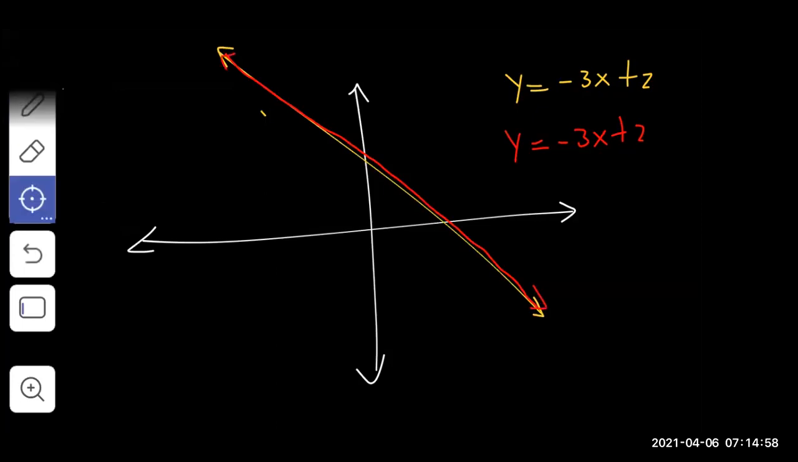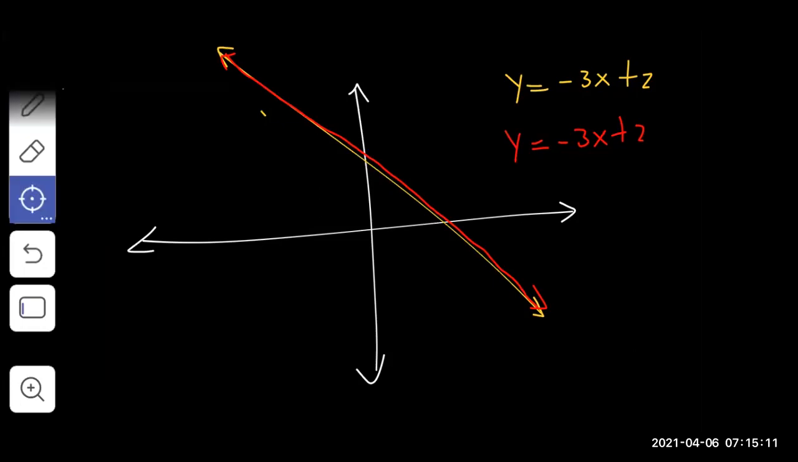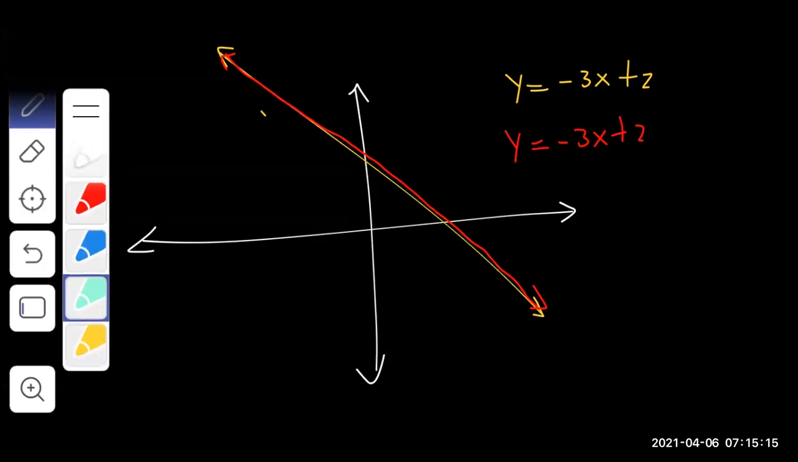The solution is where the graphs touch each other, where they intersect. How many points do these graphs intersect? Many, infinite, right? They intersect at this point, at this point, at this point, all along this way. In this case, we say that we have infinitely many solutions.